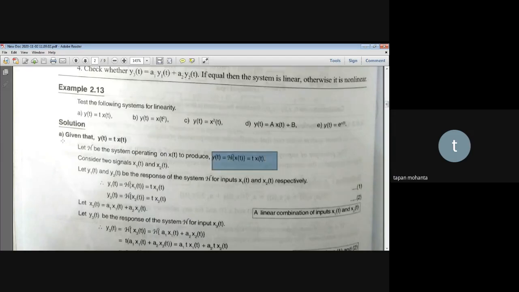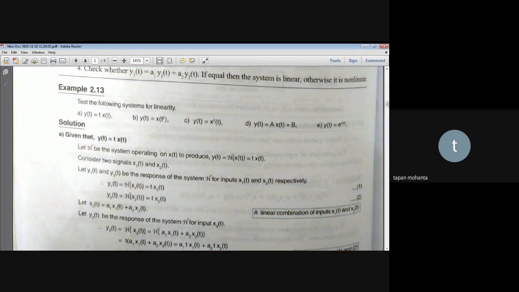So y of t is the output response of the system. That means the system h is multiplied with x of t, so that is equal to t into x of t. That is already given in the problem. Look, this is the problem.